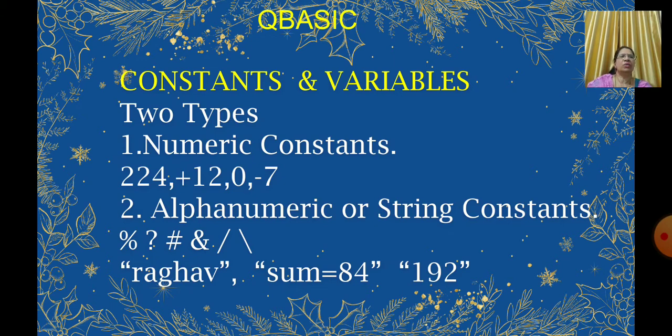Numeric constants should not include any special characters and are used for calculations. Just now I told you hash, @, dollar sign; these are all special characters, but numeric constants should not include any special characters. Numeric constants are used when we are doing a calculation.